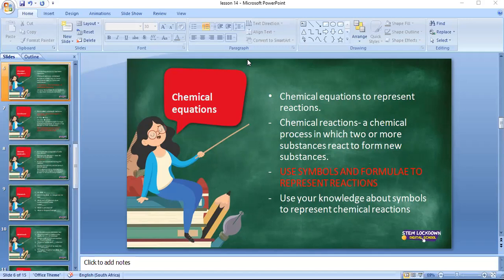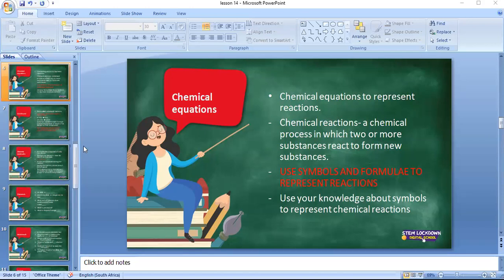So today I want us to look at chemical equations to represent reactions. So we know that chemical reactions are processes in which two or more substances react to form new substances. So you use your knowledge about symbols to represent chemical reactions. I think everyone is clear with this one.